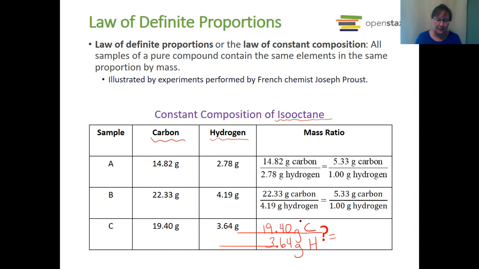Okay, so you do 19.40 divided by 3.64. Wait a minute, 19.64 divided by 3.64. Nope. 19.40. Got to put the right thing into your calculator, divided by 3.64. Okay, and now adjusting for 3 significant figures, which is what I have here, I get 5.33. That's grams of carbon on the top, and because we divided by the hydrogen, that gives us 1 gram of hydrogen. So we can see that that hasn't changed.